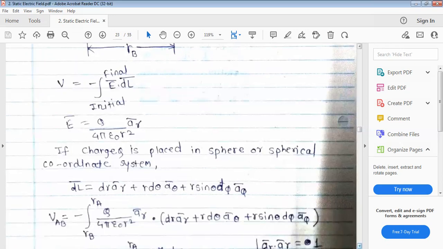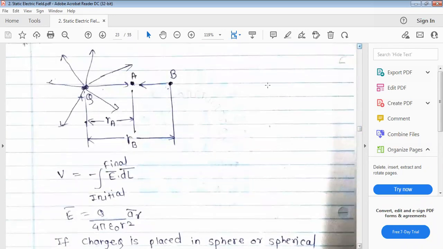So just put all these values, that is V, and you will get the potential difference between these two points, that is point A and point B, which is given by VAB. So this VAB is equal to minus integration from the initial position. What is the initial position here? We are moving the charge from point B towards point A. You can see the direction.